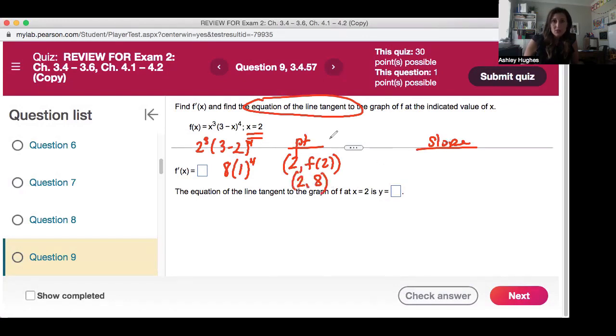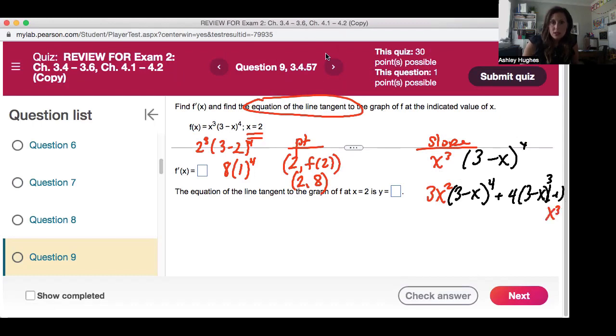The slope is the derivative. And this one, we have to use the product rule because you have 2 functions of x. And so I have x cubed, and then I have 3 minus x to the 4th. So I'm going to take the derivative of the first one. That's 3x squared times the second one plus the derivative of the second one times the first one. So let's check. Derivative of the first times the second plus derivative of the second. I had the chain rule here. That's why it's multiplying times -1 times the first.